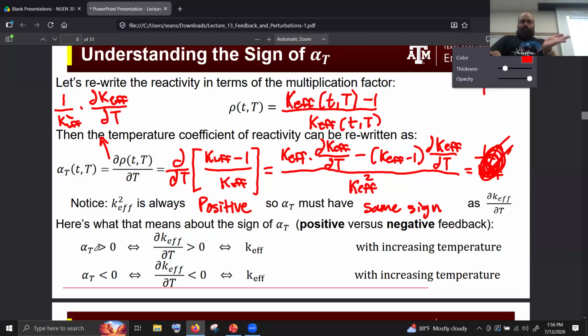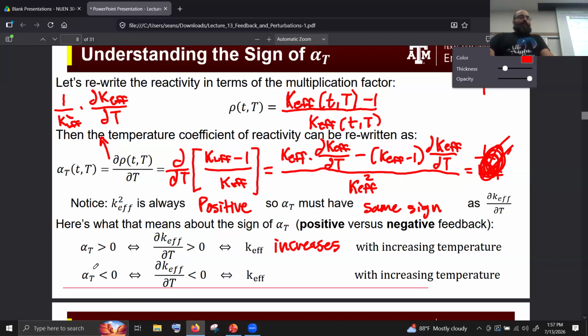So if alpha T is positive, then the derivative is positive, and that means that if I have an increase in temperature, then k effective is also going to increase, because the derivative with respect to temperature is positive. If I change this by some positive amount, I have to change this by some positive amount for this quantity to be positive. So k effective increases with increasing temperature if that temperature coefficient is positive.